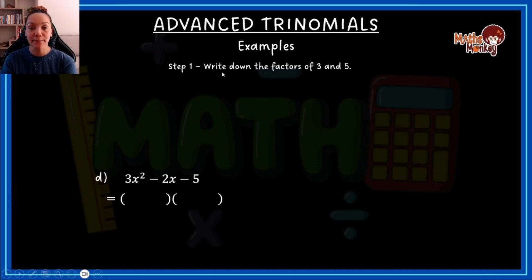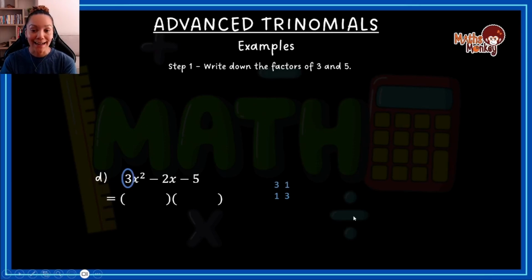Okay, so the first step is write down the factors of 3 and 5. Now, different to the previous version that I showed you, we are going to write down the factors of 3 and of the constant. So the number in front of x squared and the constant. So we first start off, what are the factors of 3?